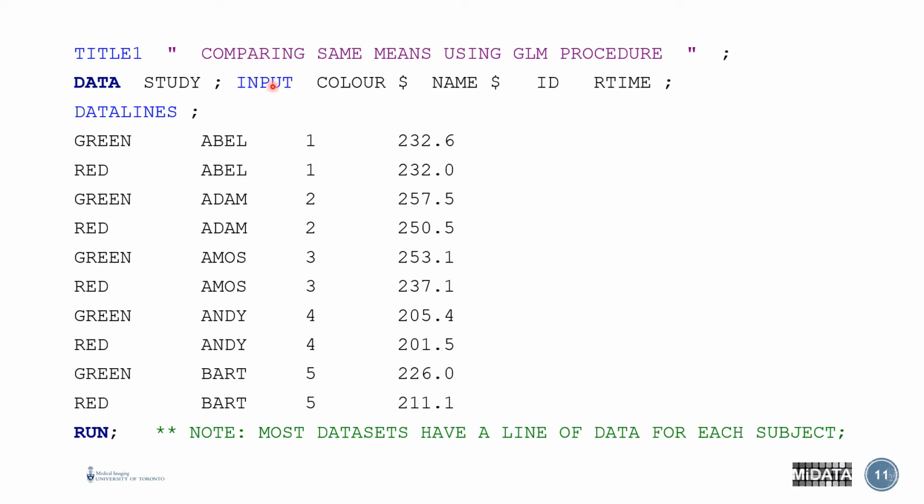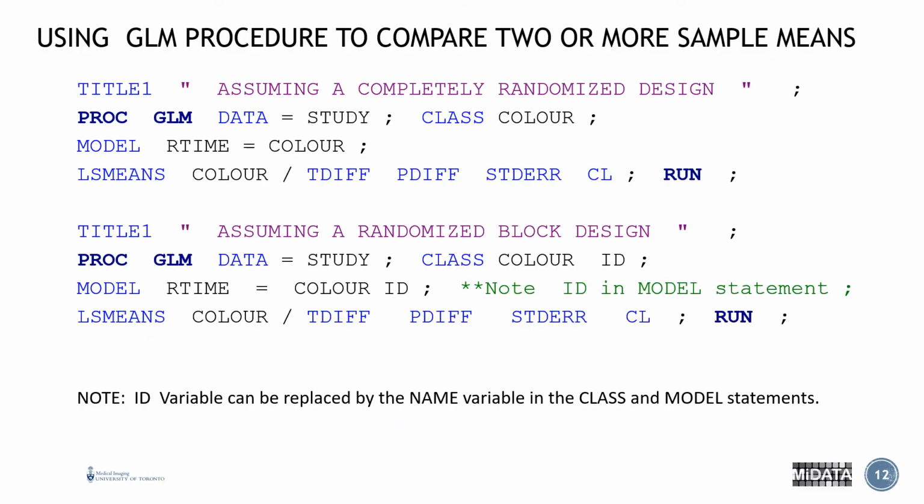Our input is going to define the variables. We have color, which is a character variable as defined by the $ sign. The name of the participant, same thing. Your ID is a numeric variable for the ID, and then your reaction time. Okay, here's the code we're going to use.